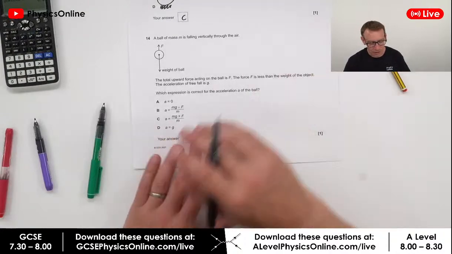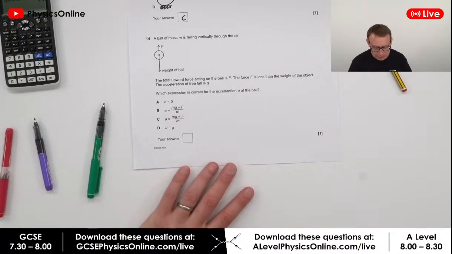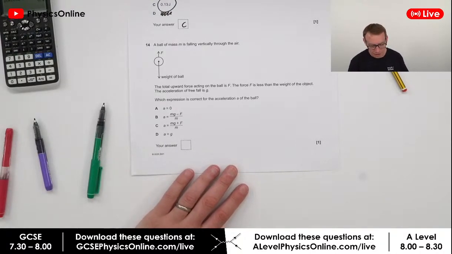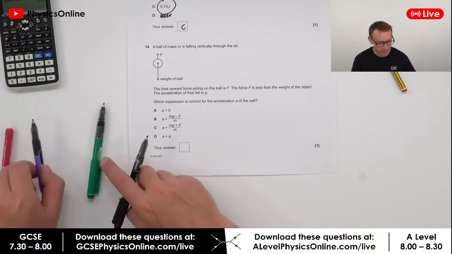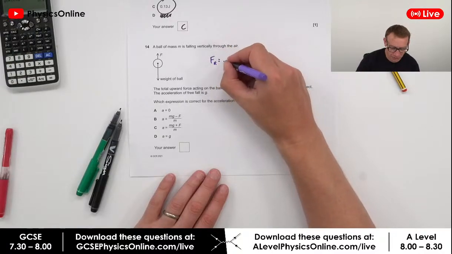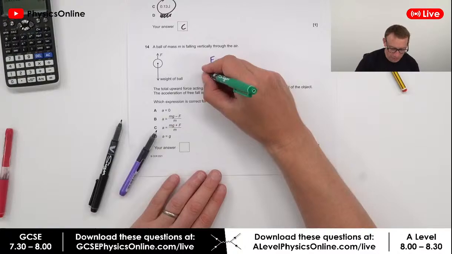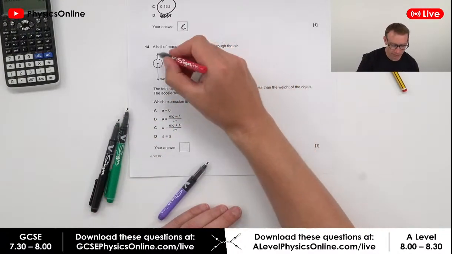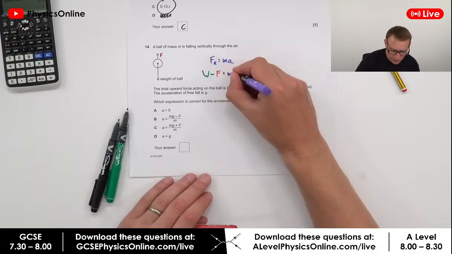Okay, a ball of mass m is falling vertically through the air. The total force on the ball upwards is F. The force F is less than the weight of the object. Which expression is correct for the acceleration of that ball? Now we do know that the resultant force is equal to the mass times the acceleration. Now the resultant force is going to be equal to the weight of the ball, take away F, which is the force that we have over here, and that's going to be equal to ma.